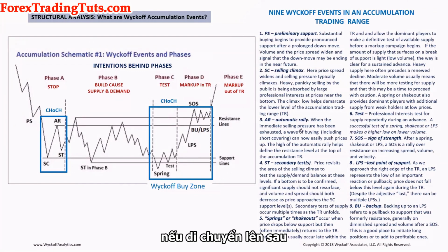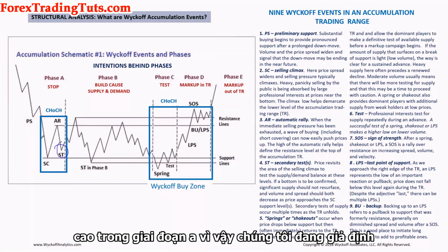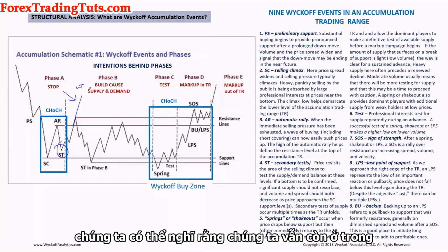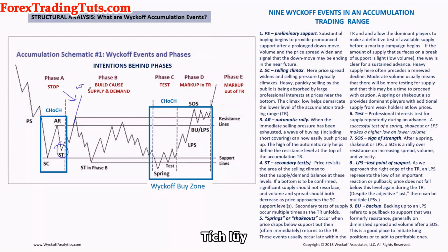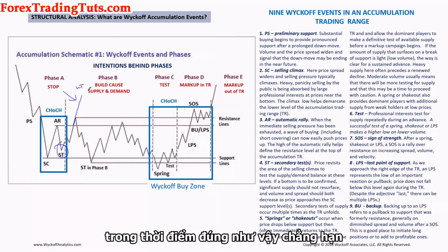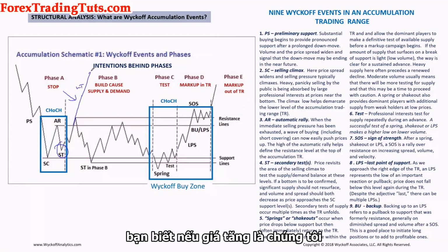If the move up after the secondary test in phase B goes far above the previous high in phase A, so we're assuming an upthrust which is overextended, can we think that we are still in the accumulation? Okay, so this is a question kind of in the moment, right? So for instance, if the price goes up, are we still in the accumulation?